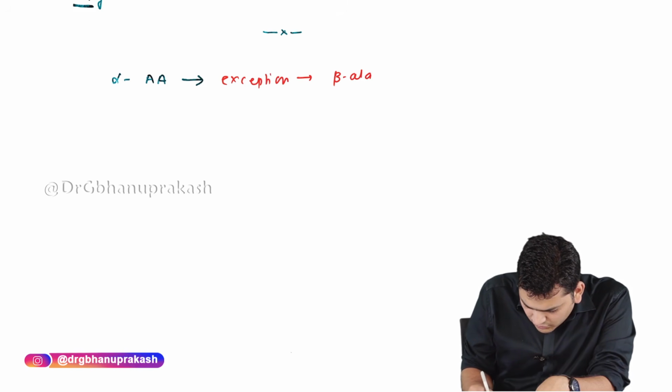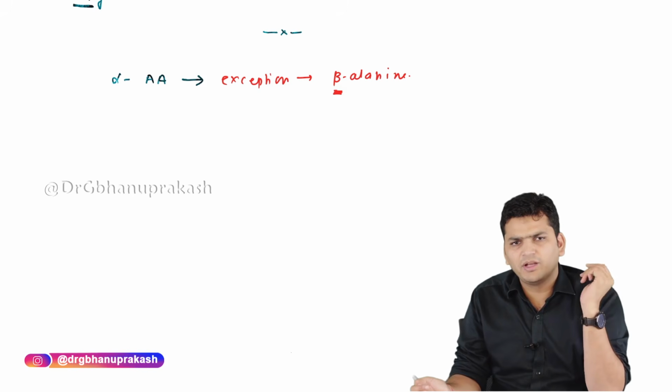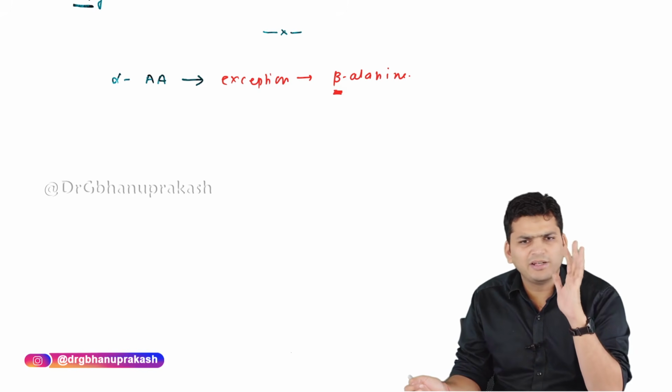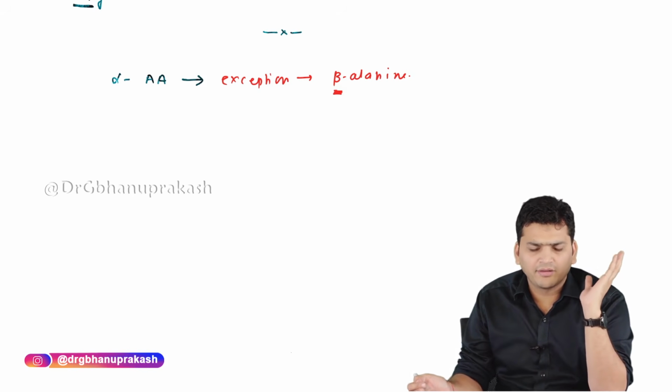Now when they ask this question, they will not write this beta word in the options. The reason is, if they write beta, then it's going to be very obvious, right? So the beta word they will remove. They will just write alanine. Alanine is an example of beta amino acid.